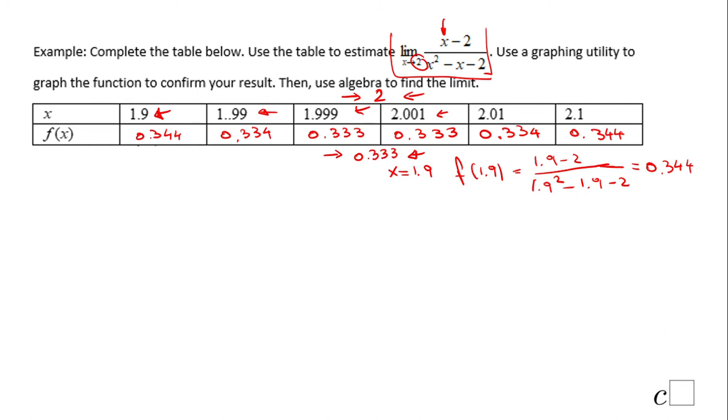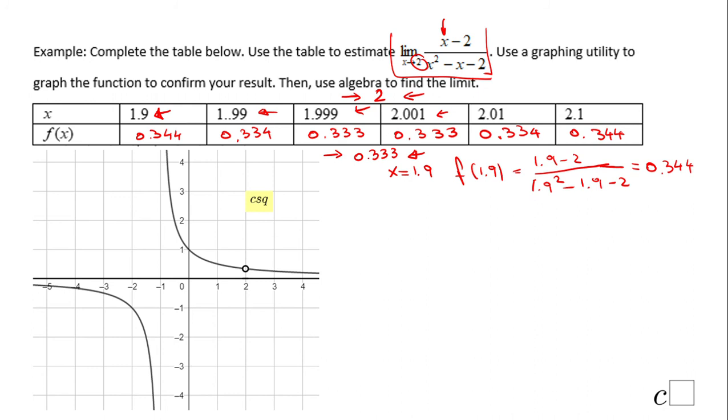This is the limit. The limit when x approaches 2 of this function is 0.333. You can see that in the picture also. When we get closer to 2 from left and right side, we get closer to this value of the function, of course, which is not easy to read in a graph.